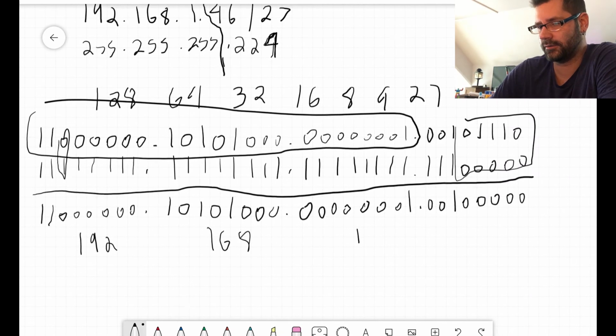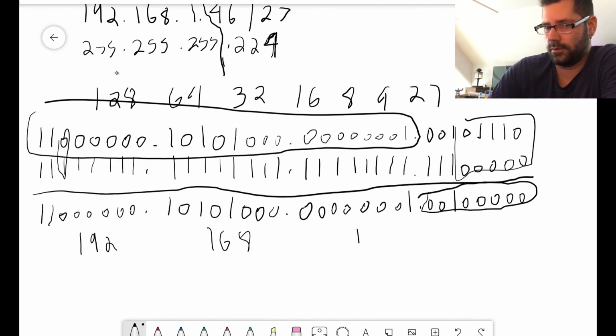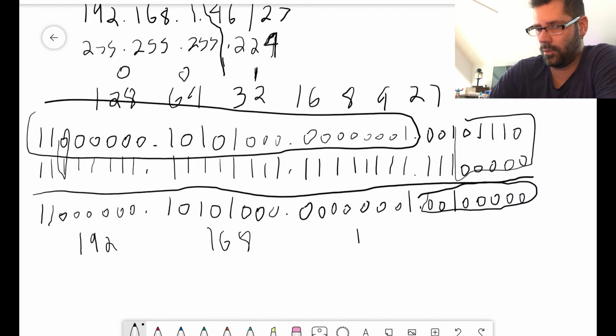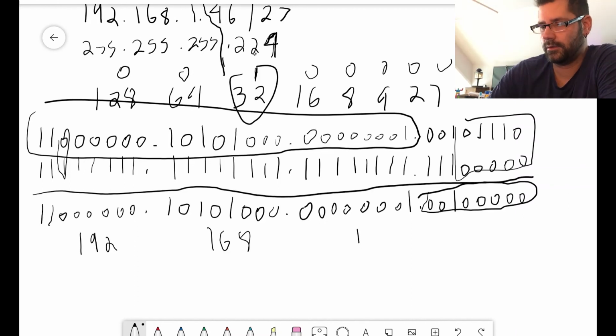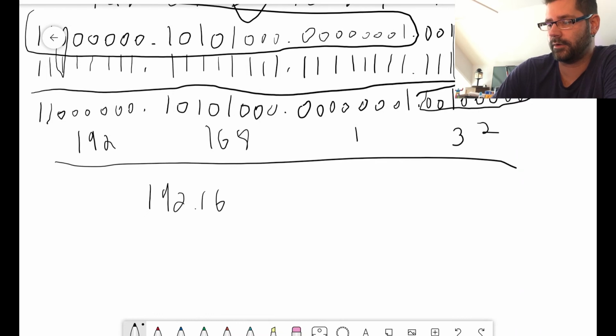And then here is what is going to be the network ID in this portion. So we have 0, 0, 0, 0, 1, 0, 0, 0, 0, 0. So 32. There you go. That is how you find the network ID using a bitwise AND operation.